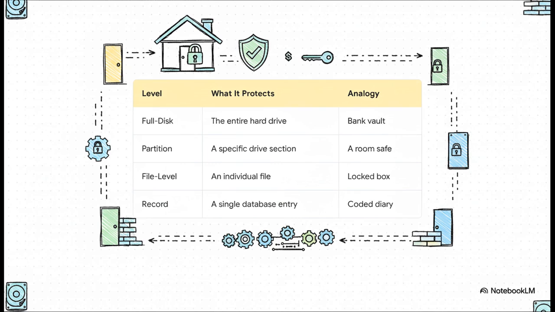You can also get more specific, like with partition encryption, which is like having a safe in just one room. You can go even smaller, down to a single file, like keeping it in a locked document box. And you can get as granular as encrypting a single entry in a database. That's like a secret line written in a coded diary.